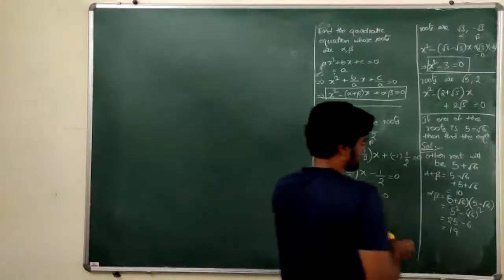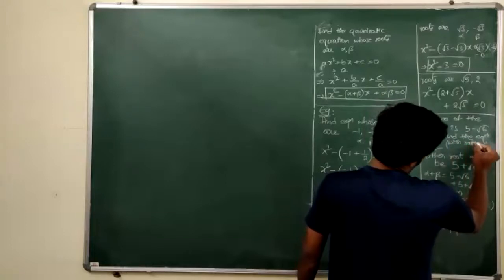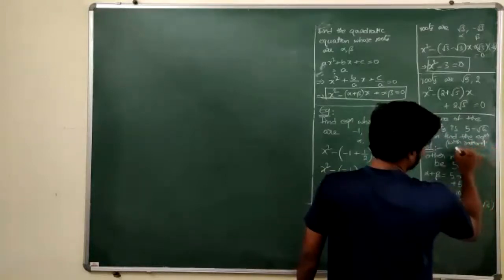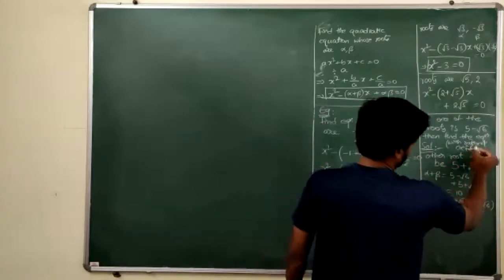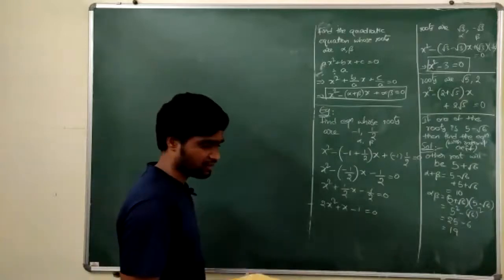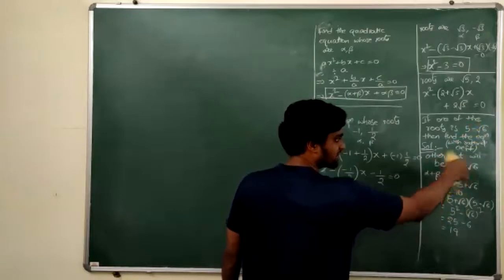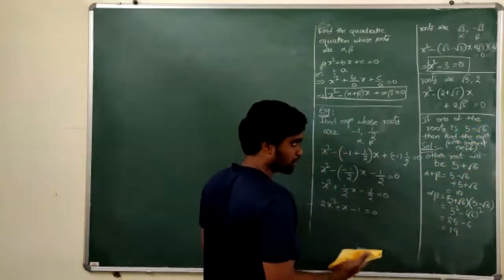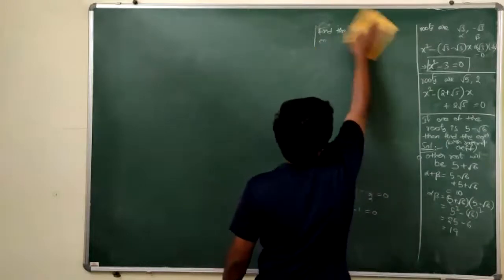Find the quadratic equation with rational coefficients. Okay. So if the coefficients are irrational, you cannot say that if one of the roots is 5 minus root 6, then the other one is 5 plus root 6. So only when the coefficients are rational is it applicable.